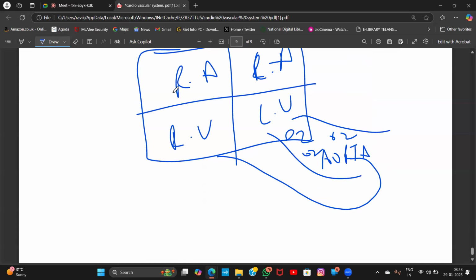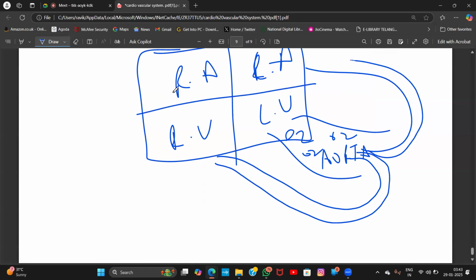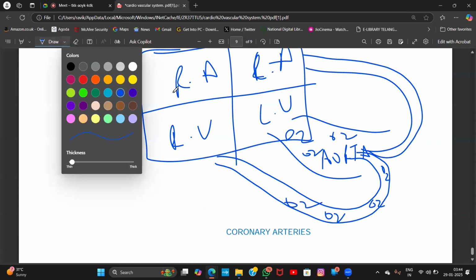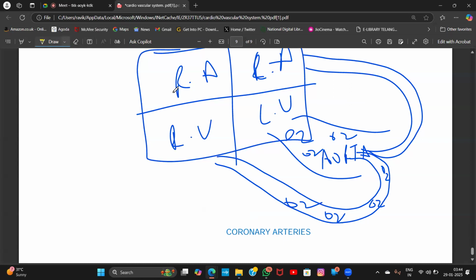The arteries which supply oxygenated blood to the heart muscles, what are they? They are called coronary arteries. The coronary arteries supply which blood? ఏ బ్లడ్ ని సప్లై చేస్తున్నాయి? O2 రిచ్ బ్లడ్ ని, ఆక్సినేటెడ్ బ్లడ్ ని సప్లై చేస్తున్నాయి హార్ట్ నుంచి హార్ట్ మజిల్స్ కి.